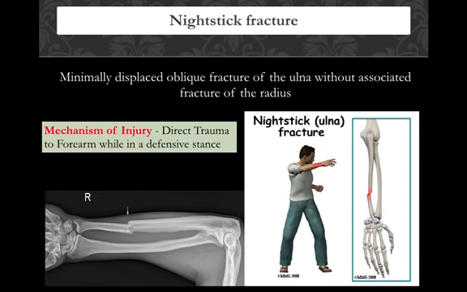Nightstick fractures are isolated fractures of the ulna, occurring due to a direct blow without involving damage to any other component in the forearm, the elbow, or the wrist. Nightstick is just a transverse fracture or an oblique fracture of the ulna directly because of direct injury.